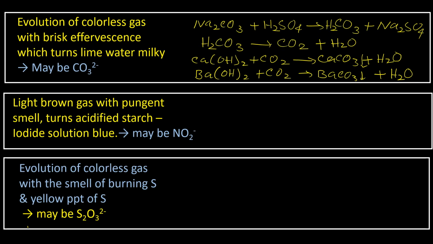Now another one, what we have seen: a light brown gas with pungent smell that turns acidified starch iodide solution blue, then it may be nitrite. Here also the same principle: you take the salt of nitrite and sulfuric acid. What will happen? The weak nitrous acid will be released. So it is HNO2 plus sodium sulfate, because of the exchange of ions.